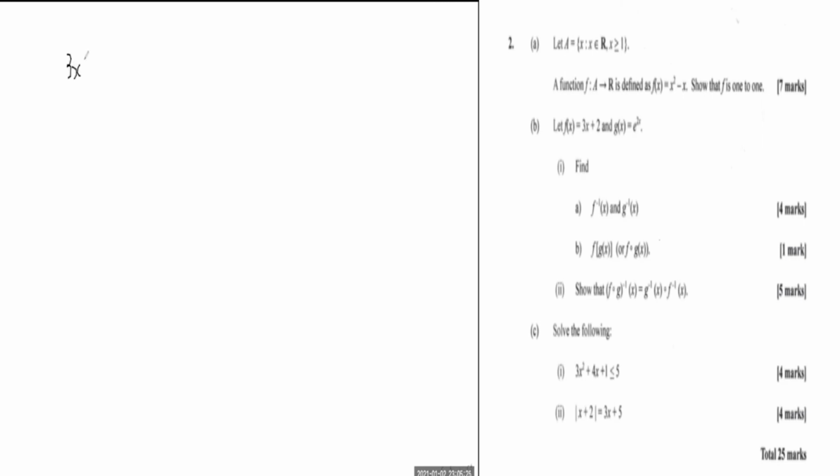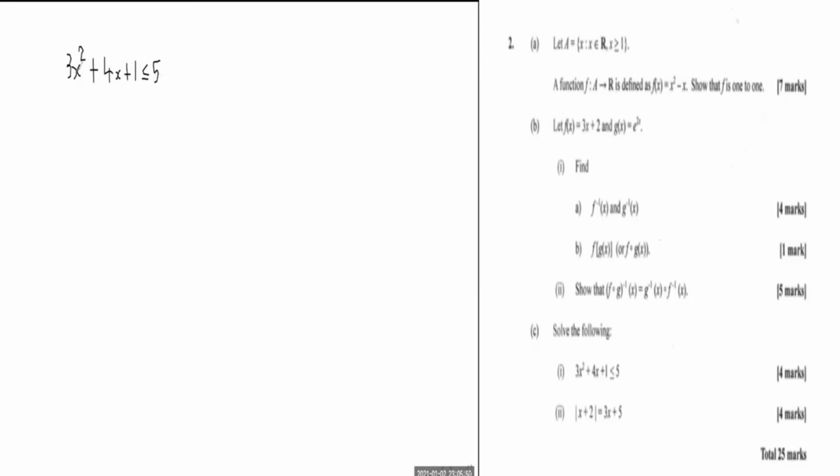So easy. X of the primary school maths is just so easy. So we have 3x squared plus 4x plus 1, and that is less than or equal to 5. Right, so 3x squared plus 4x plus 1, that's less than or equal to 5.